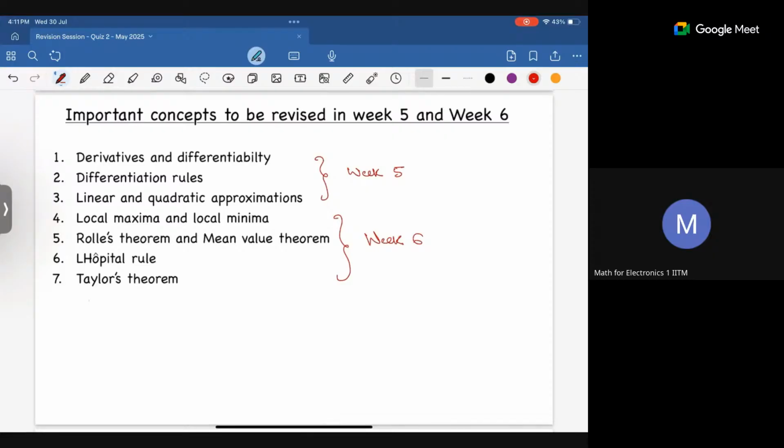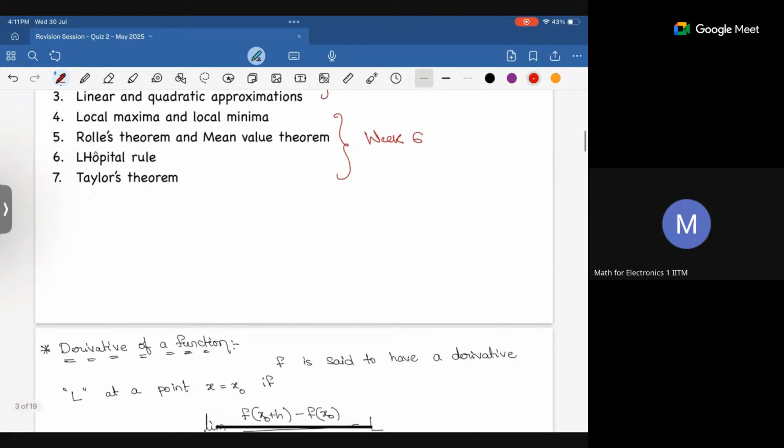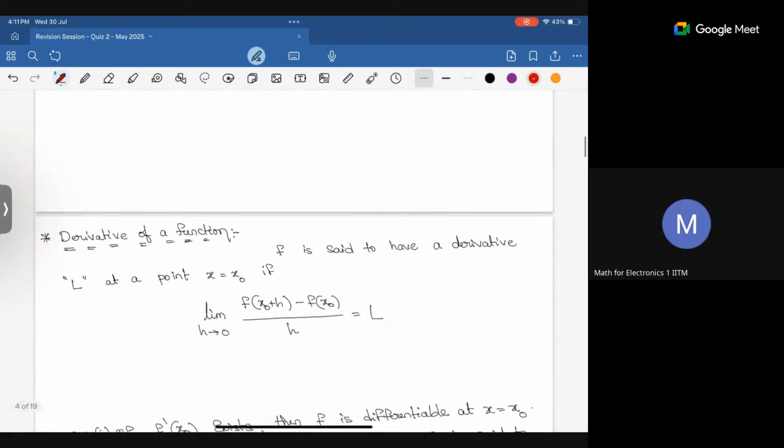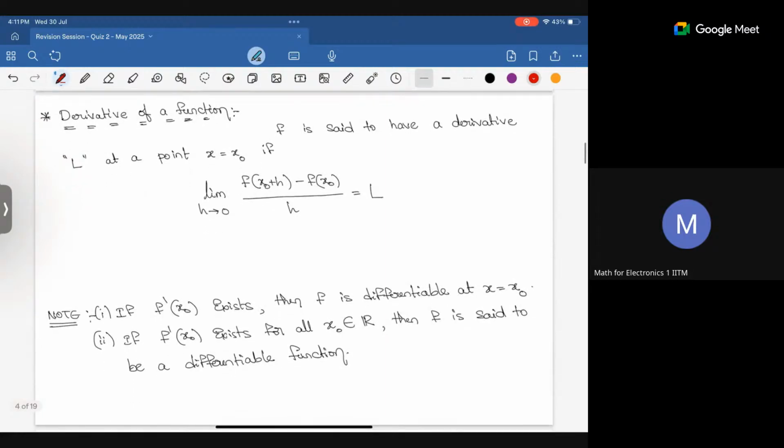Okay, so we'll start with week 5 and then slowly move to week 6. So what is the derivative of a function?